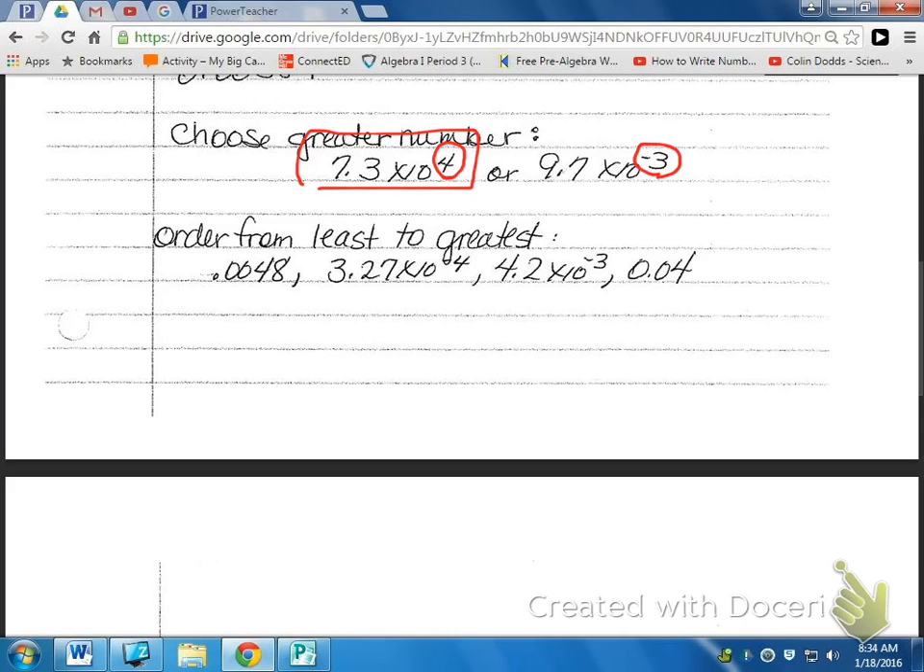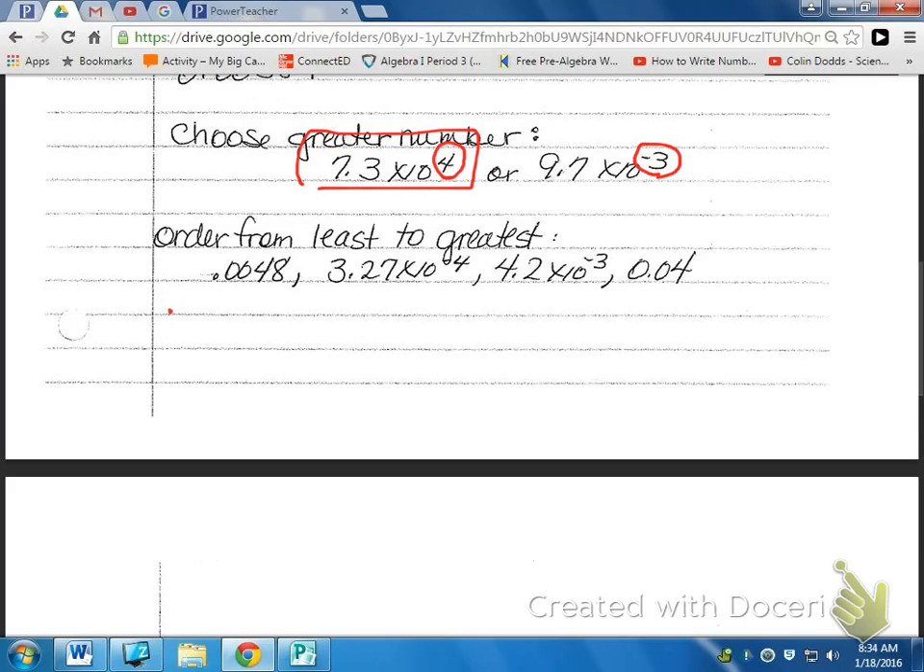Order from least to greatest. Okay, so we've got to figure out 0.0048, 3.27 times 10 to the negative 4, 4.2 times 10 to the negative 3, and 0.04. Honestly, these I would definitely all write out in standard form and compare place by place.